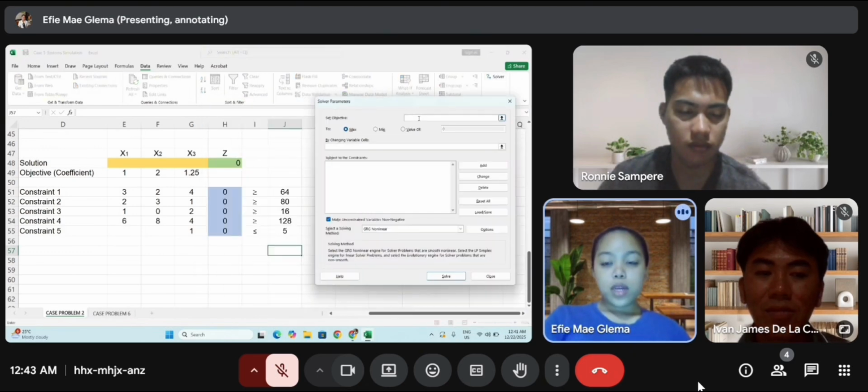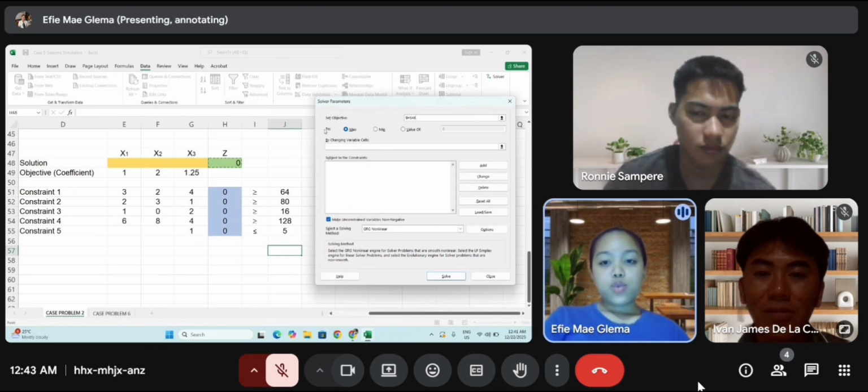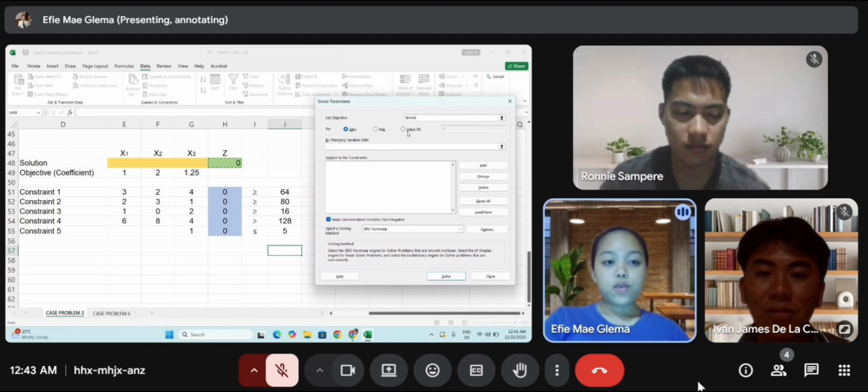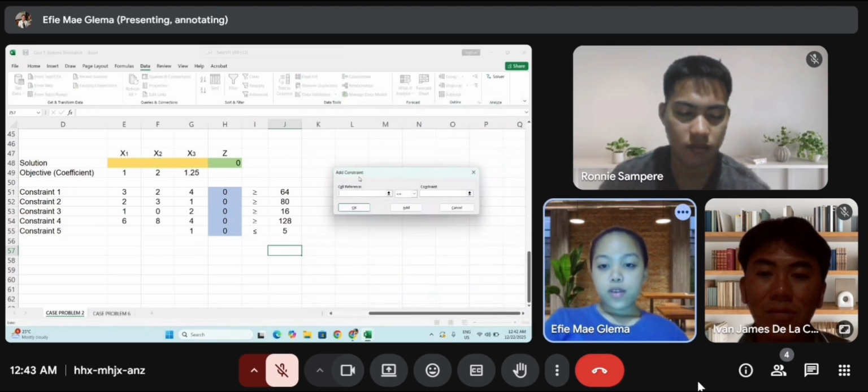We are to set the objective, so we will click the green cell. Next is to choose maximize, minimize, or the value of. Since the problem is to minimize, we will click minimize. For by changing variable cells, we will click the yellow cells. Then we will add the constraints. For the cell reference, we highlight constraints 1 to 4, the blue ones.